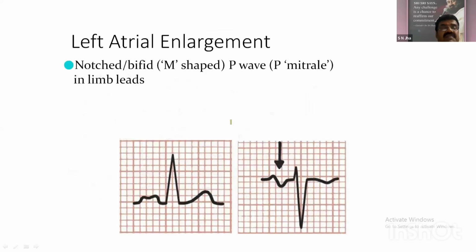So what will happen in left atrial enlargement? Notched, bifid, humped P wave. This is P mitrale. Here you can see, what is this? This is lead 2. Lead 2. And this is lead V1.